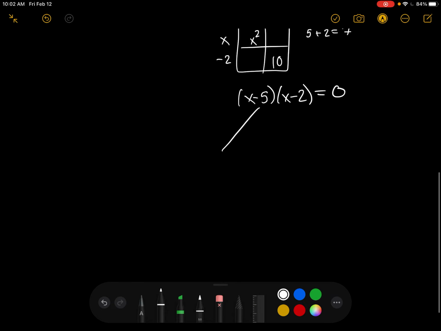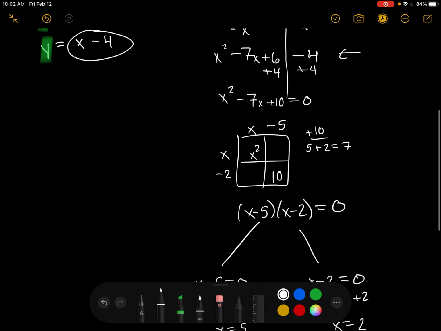Set that equal to 0. Keep working through. Set this equal to 0. Set this equal to 0. Add 5 to both sides. That's our first point. Add 2 to both sides. That's our second point. Okay, so we have x equals 5 and x equals 2.